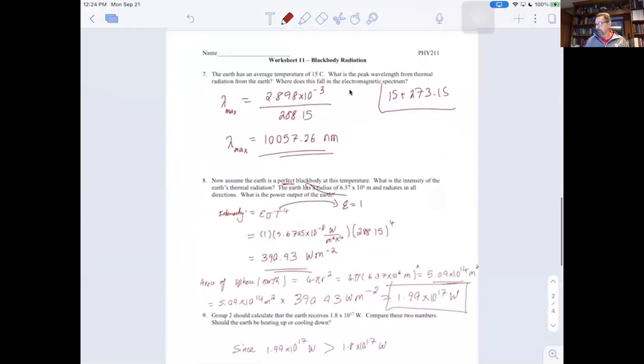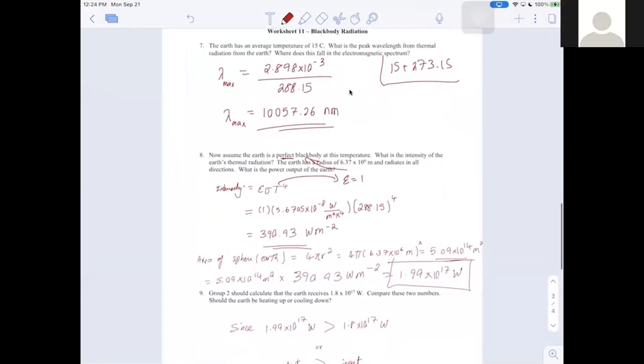All right, there it is. All right, so for the seventh one, that's the same thing you guys have been doing already. So it's the constant divided by the temperature in Kelvin. Yep. And we came up to a lambda max of 10,057.26 nanometers.